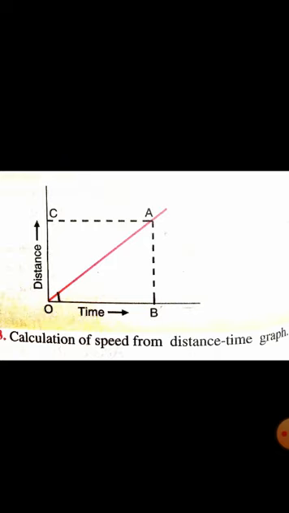We will have speed equal to AB by OB, which is equal to y by x, the y-coordinate by the x-coordinate. This value of y by x is known as the slope or gradient of the graph. Slope or gradient of the graph is y by x. The slope of a distance time graph gives speed.